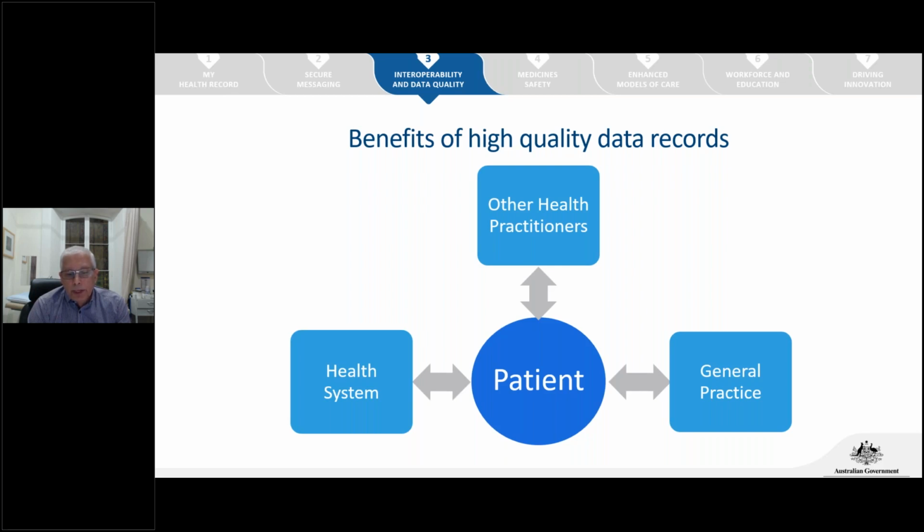From a practice population perspective, you can use all that good quality data for when you're doing things such as trying to sort out how many diabetics you may have and how many are well controlled, who need to be recalled and that sort of thing. So from a practice population management perspective, it makes sense to have good quality data.